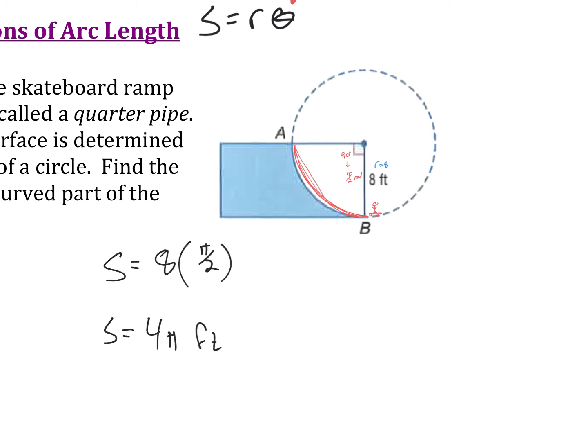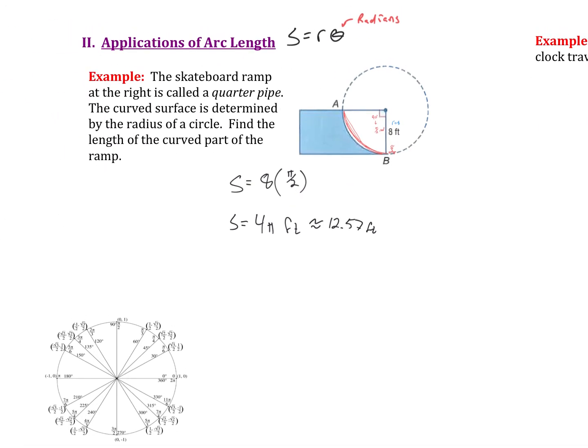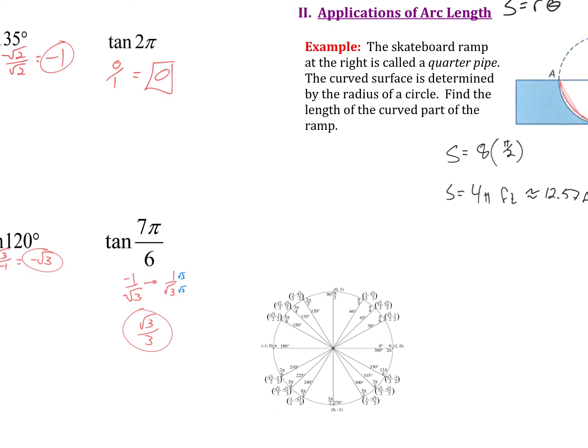4 pi feet. Now, hypothetically, if they wanted this in decimal form, if we're actually trying to calculate this, we'd go straight to our calculator and type in 4 times pi, and then just round to a few decimal places if it requires it. So that is roughly 12.57 feet. Not too shabby. All right, onward.